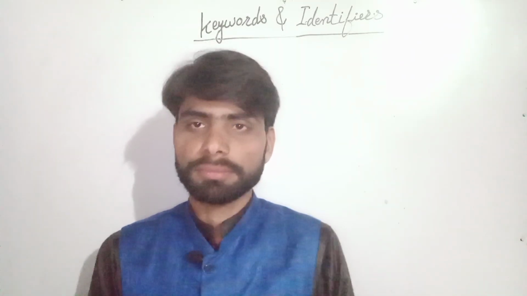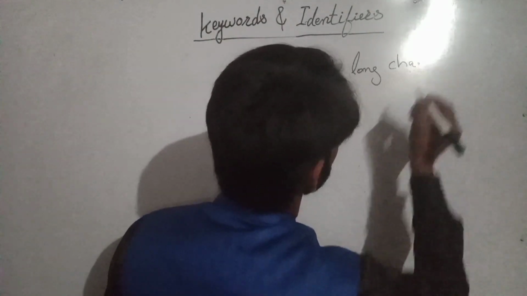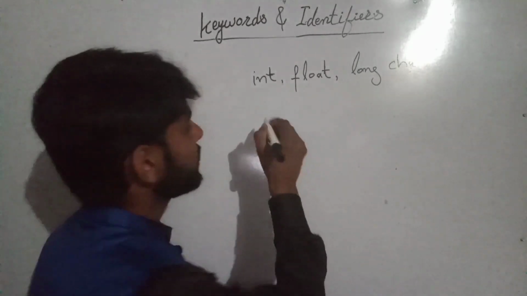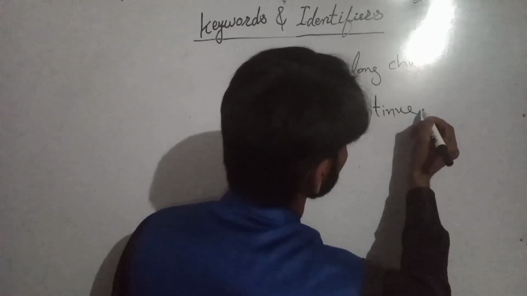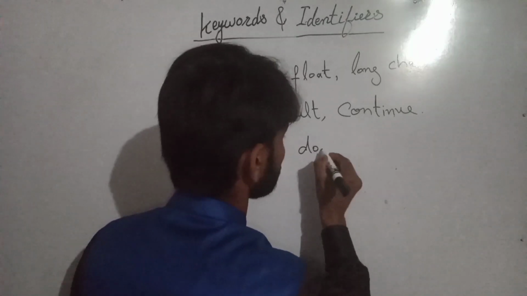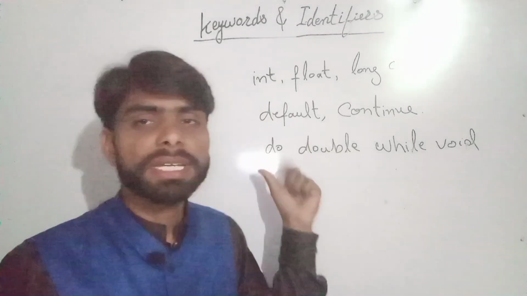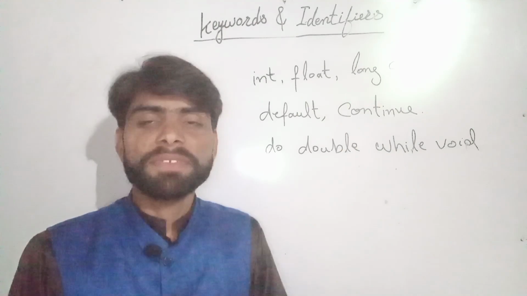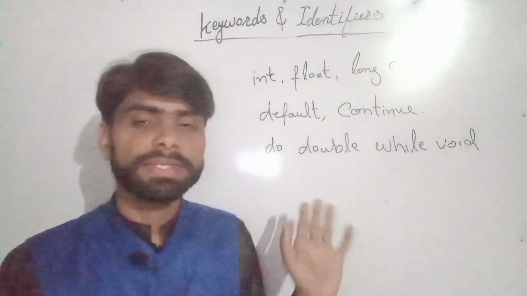What are these? These are data types. They are also called keywords in the C language, right? So these are some keywords that I have written on the board, right? And share your favorite keywords in the comments below. So I'll tell about these things.